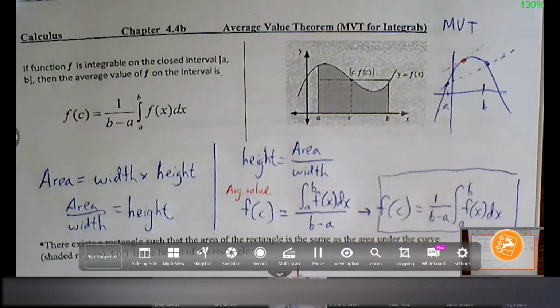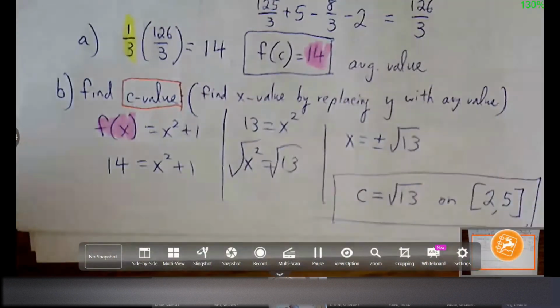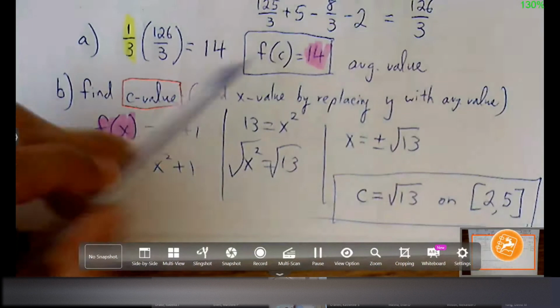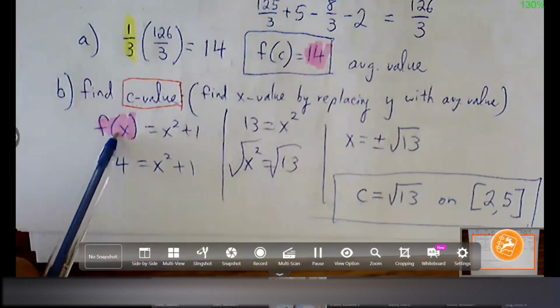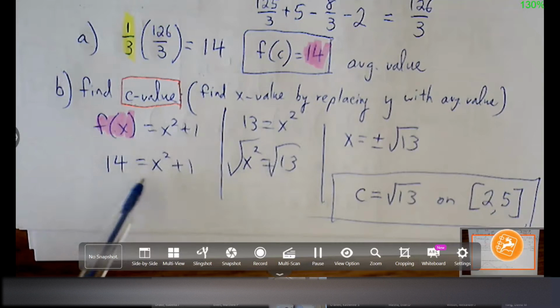So we simply involve the original function. We'll plug 14 into the y value of the original function and then solve for x. And when we solve for x, we can get to our c value. And when we get to a c value, we've got to make sure the c value lives where? Within the interval, right? Good. So my function is x squared plus 1. I'm just going to put that 14 into the y location of my function.